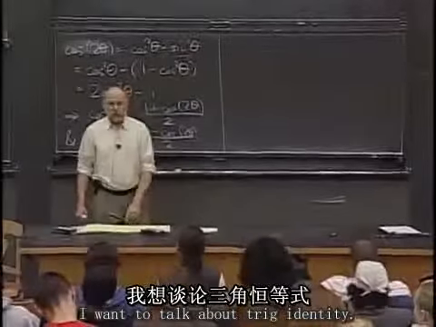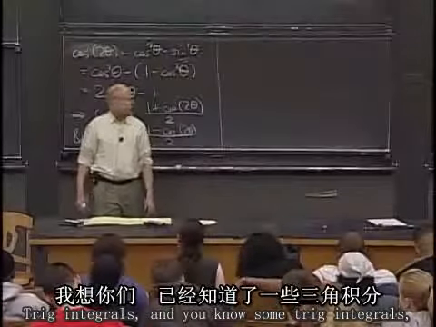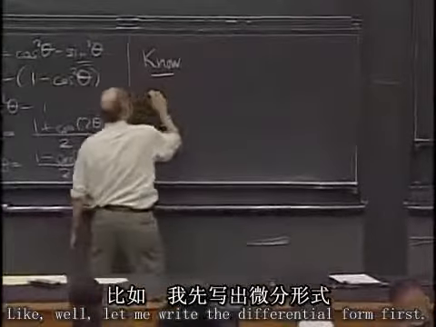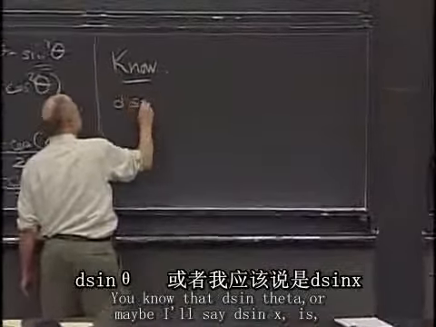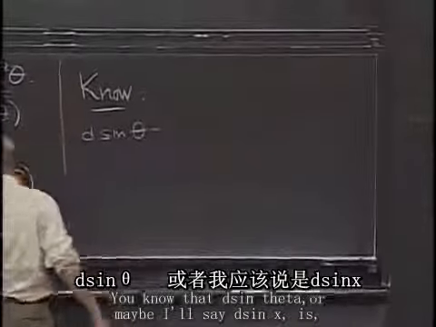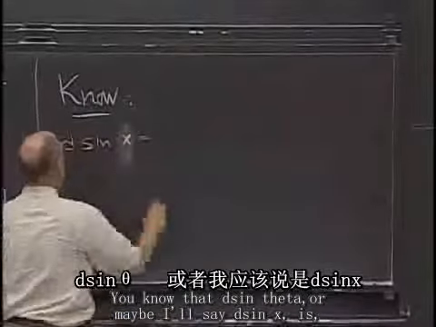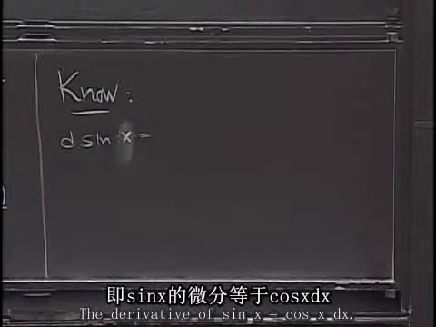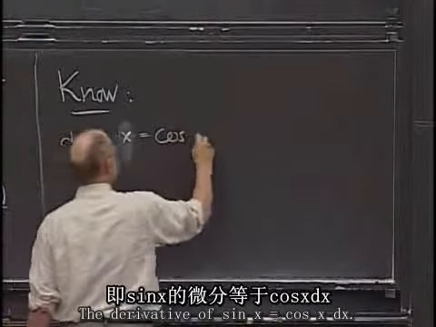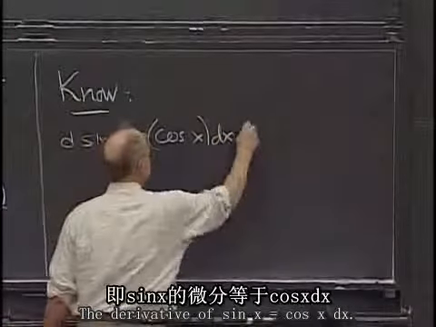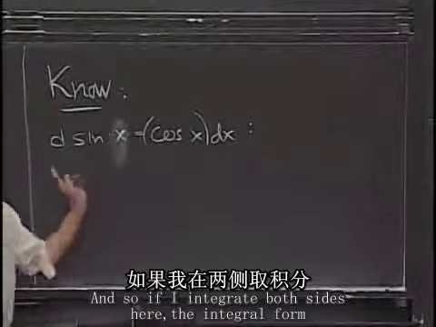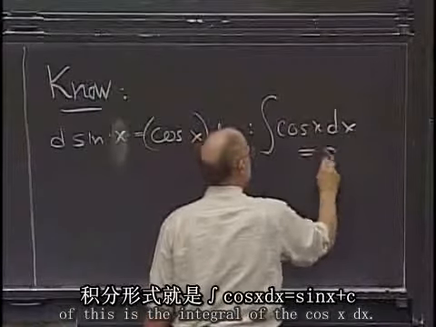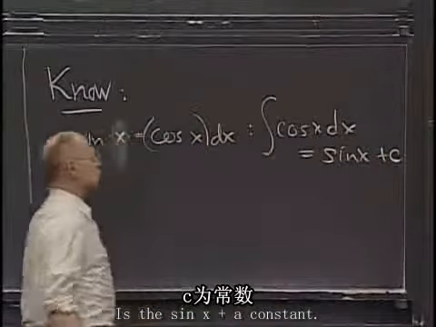I want to talk about trig integrals, and you know some trig integrals, I'm sure, already. Well, let me write the differential form first. You know that d sine x is the derivative of sine x times dx, right? The derivative of sine x is cosine of x dx. And so if I integrate both sides here, the integral form of this is the integral of the cosine of x dx is the sine of x plus a constant.